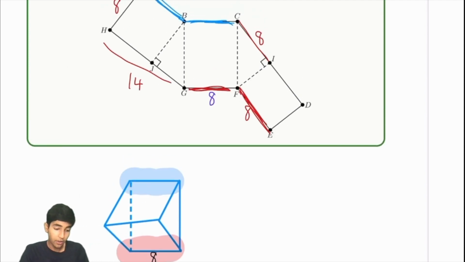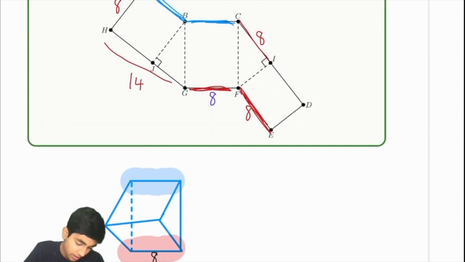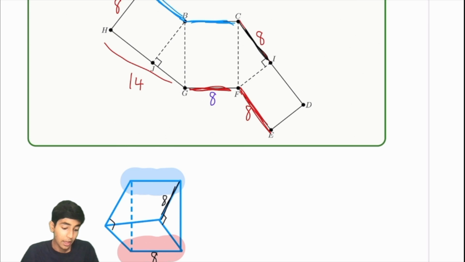Now we just need to find the base area, or maybe the dimensions of the base. These are both right angles, so that will probably be useful. So notice how CI is 8, right? So that means this is also 8 in the prism. Okay, so we found the height, and we found one of these dimensions of the base.